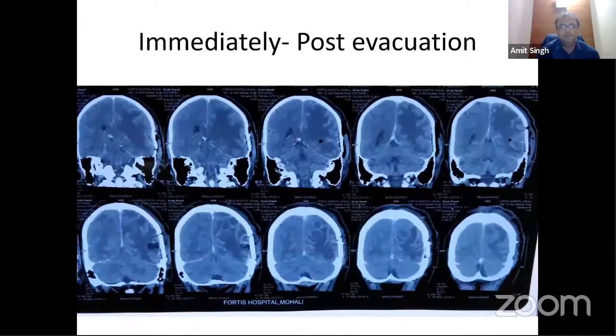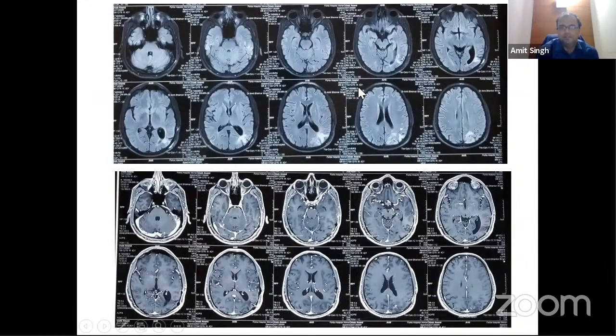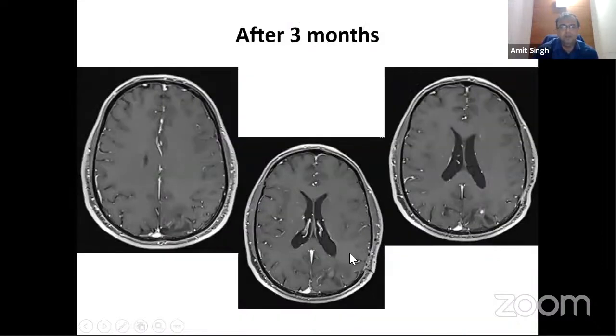And immediately post evacuation, we can see the midline shift has gone because of the evacuation. And this is the imaging after 3 months. So the patient was followed up, and after 3 months, we went for this imaging, and we can see the lesion load has decreased. The inflammation has decreased. There is no midline shift now. Even the contrast imaging is not showing any specific ring enhancing lesions now.